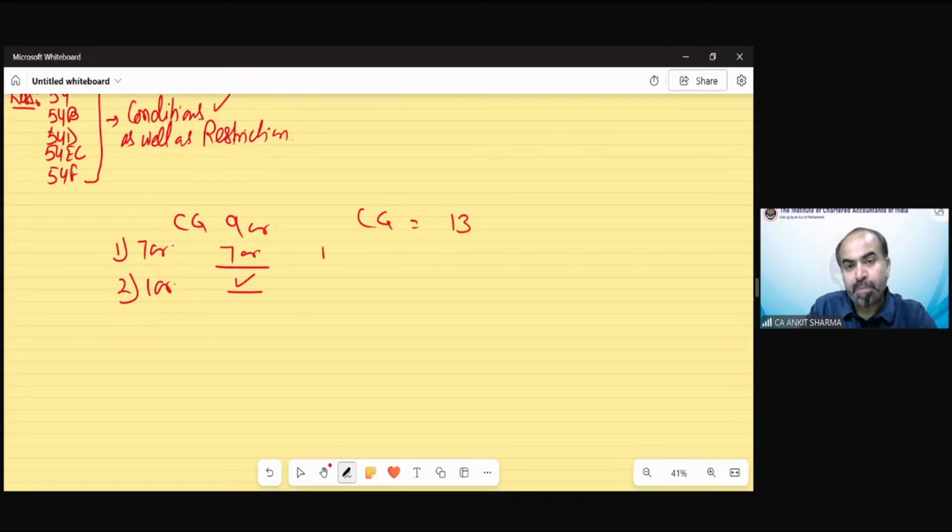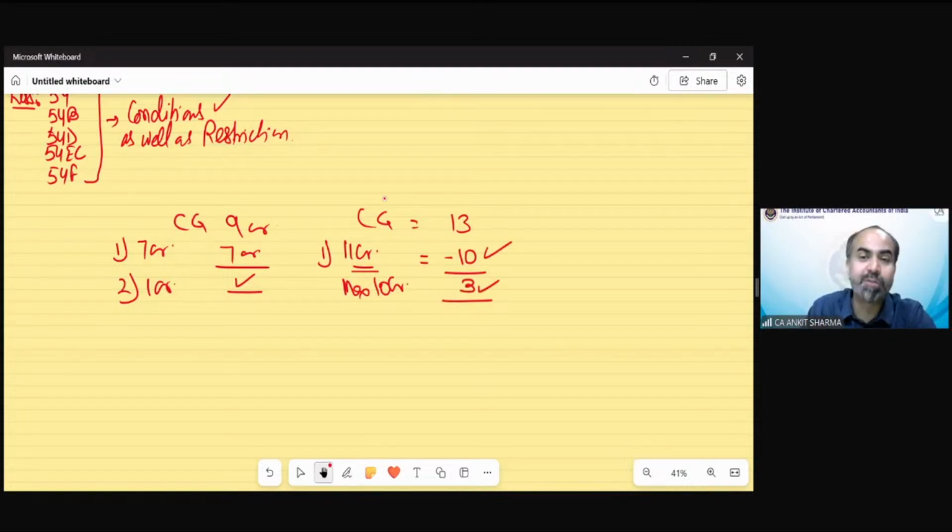Suppose your capital gain is 13 crore. You purchase only one house for 11 crore rupees. So the maximum exemption under section 54 you can claim is 10 crore. The exemption cannot exceed 10 crore. So even if you invest 11 crore, you will get the exemption of 10 crore. The balance would be your taxable gain.